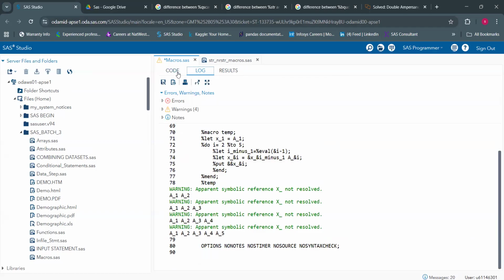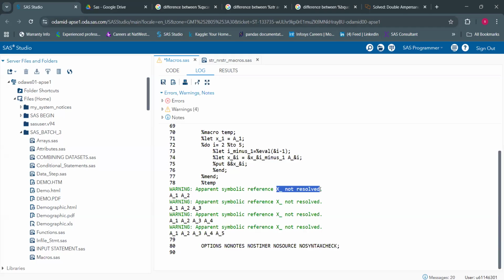Got it, ma'am? No, these values are previous values itself. But here the warning is what I'm looking at. Luckily, we got the answer. So that's the use of macros. So x underscore not resolved. So that is the case.